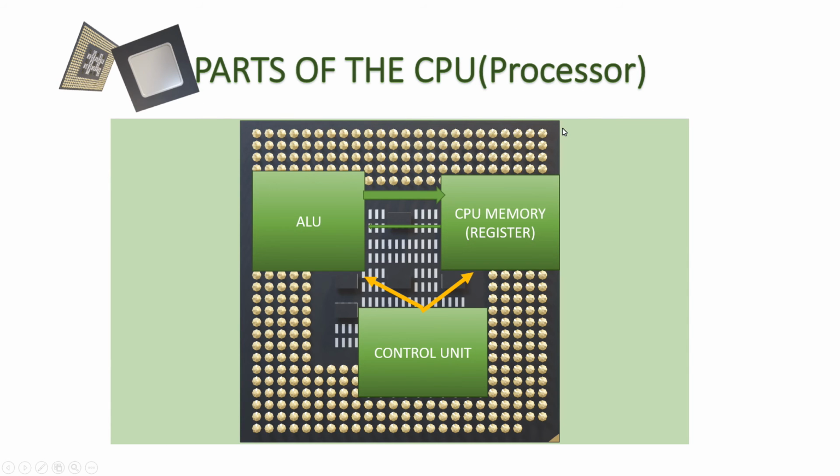Today we learned the parts of the CPU. First one is ALU, second one is CPU memory, third one is control unit. ALU performs all arithmetic logic operations, CPU memory is a temporary storage area, control unit is controlling the entire computer operation. When ALU performs an arithmetic logic operation, it requires some data from CPU memory, it will take the data, but after performing the operation the result is again stored in CPU memory. These all operations are controlled by the control unit. These are the different parts of CPU. CPU is also known as the processor of the computer.